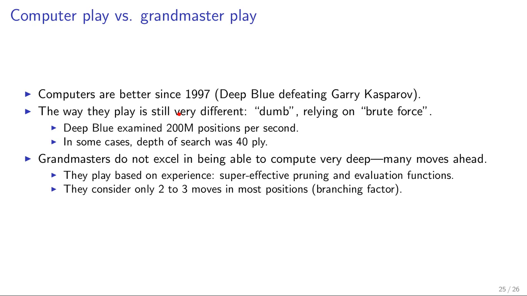And that's completely different from how Garry Kasparov was playing, because that's not really what Grandmasters are good at, right? They would, of course, never consider 200 million positions per second. They would probably consider 1 position per second, or even less, and they would not calculate so deep. So actually, they play completely differently. They use their experience and intuition to do super effective pruning and evaluation functions. Grandmasters only consider 2 or 3 moves in most positions, because they just know the others don't make sense in that position. So basically, there is an effective branching factor of 2 or 3 for them, while it's 35 for the computer. So the performance at that time was similar, but the way they achieved it was completely different.